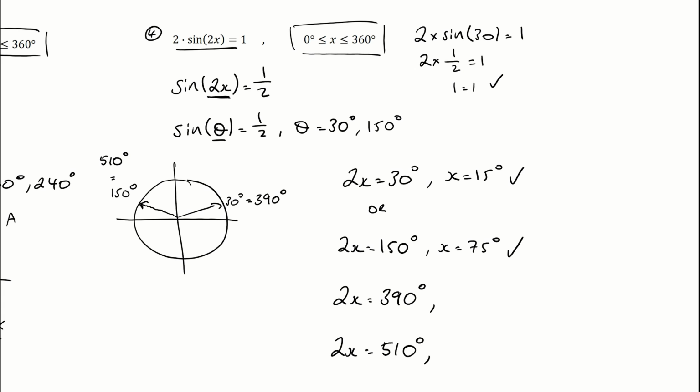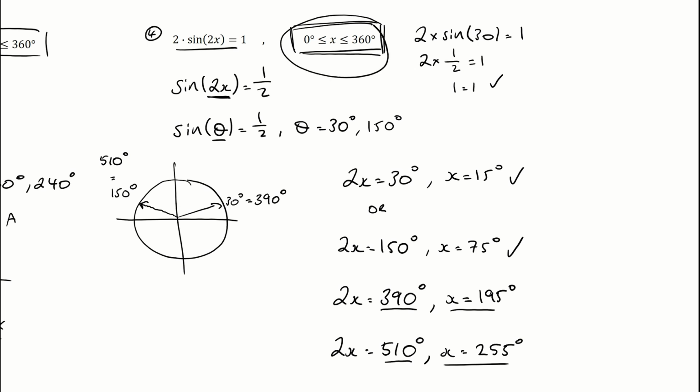Well, at first glance, we look at these and we go, well, they're not inside of my domain. However, what happens once we solve for x? So in this case, we see that x can be equal to 195 degrees, okay, or x is equal to 255 degrees. So once we solve both of these, we see that they are in fact inside of my domain. So I actually get 2 more solutions here.